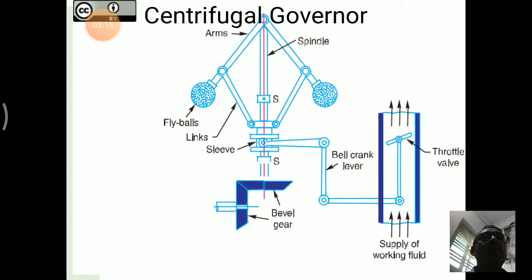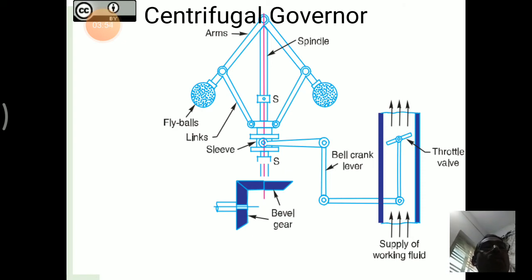Now the throttle valve is connected to the sleeve by means of bell crank lever. So the motion of the sleeve is given to the bell crank lever, and the bell crank lever gives motion to the throttle valve, and hence the throttle valve opens more, so more fuel is supplied to the engine. As more fuel is supplied to the engine, again the speed of the engine increases, and it comes to the mean speed of the engine.